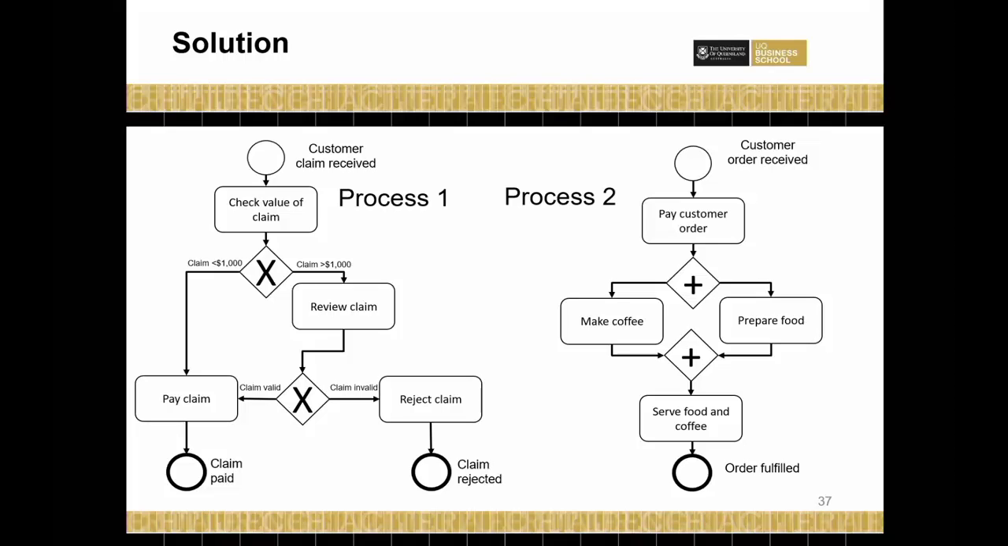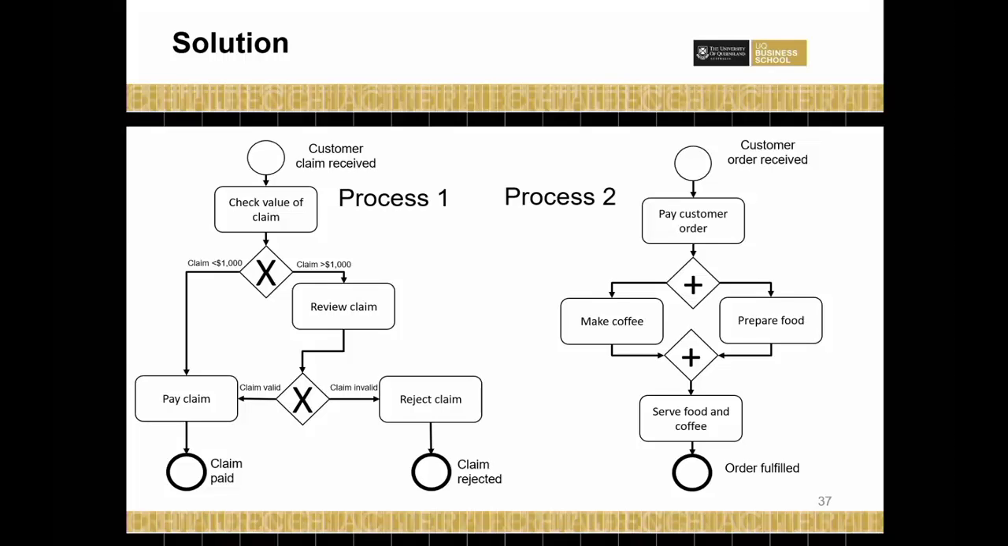One student was kind enough to ask me, what are we going to do when it's exactly 1,000? So I will improve the slides for next year's students: if it's equal or smaller than 1,000, we will pay the claim. Nevertheless the exercise is correct in this way, that if it's larger than 1,000, the claim needs to be reviewed, and then you have an XOR decision of valid claim, invalid claim, and you pay.